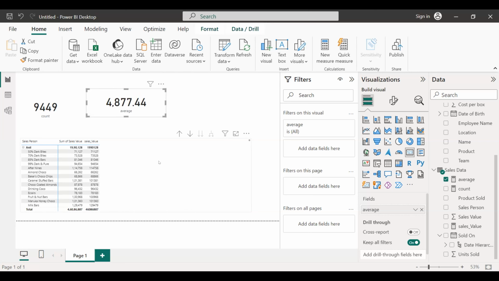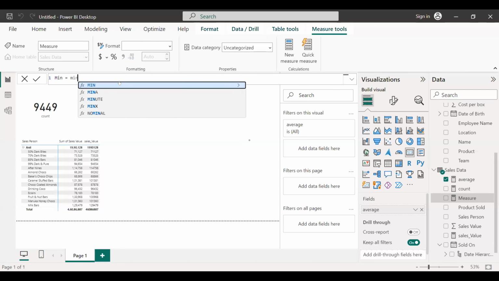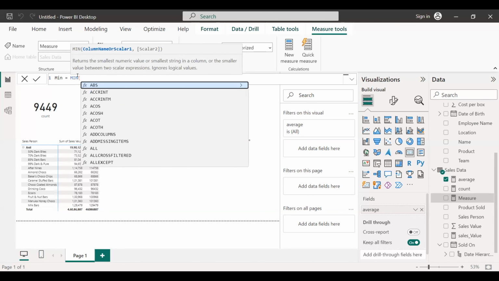And another one is MINX. We will take MIN and MINX. So first of all, I will take a minimum value. What is the minimum value of our sales value? So for that, I will take a measure. Min value. We have to write a MIN function, and in that, we have to insert our column, which is nothing but sales value.